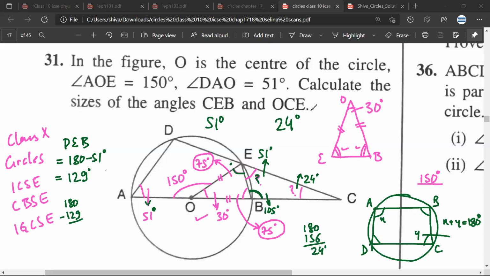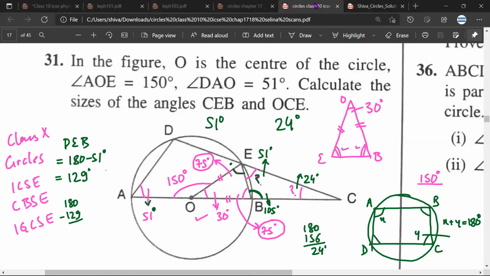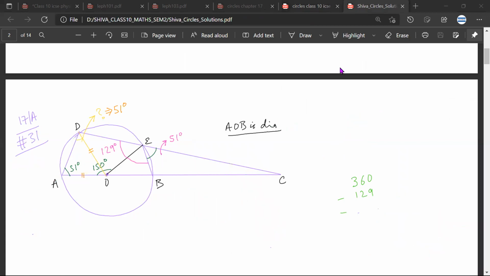Yes, sir. So the same thing I've done here in a bit neater way. If you want to refer to this diagram, you can. So this is what they have given, 51 degrees. This whole angle is 129 degrees, and that is why this angle is 51 degrees. Do we agree? Yes, sir. And then we were able to find the rest of the angles.